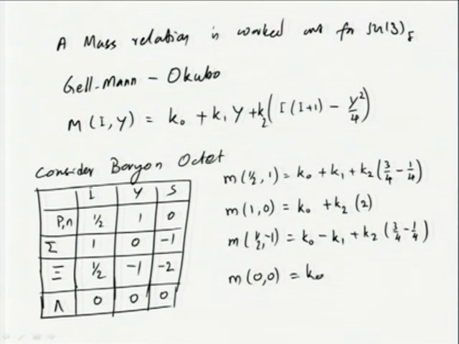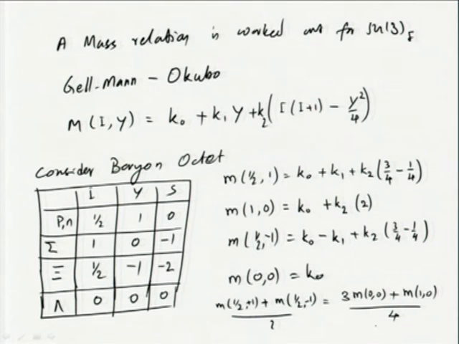For example, we can write down the relation from here. m half plus 1 plus m half minus 1 divided by 2, you can work this out easily, is equal to 3 m 0 0 plus m 1 0 divided by 4. It is simple algebra, you can just add this in this fashion and then you will get this. This mass relation is basically all due to the Gell-Mann Okubo relation, and it is observed that this relation holds good in the case of this baryon octet.